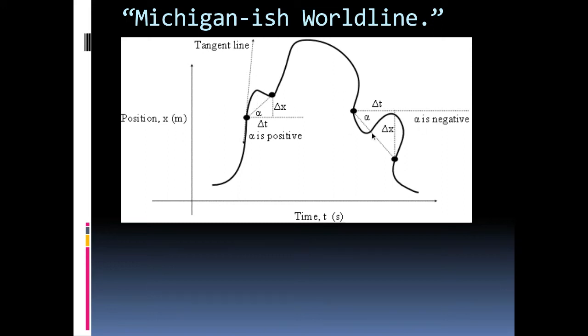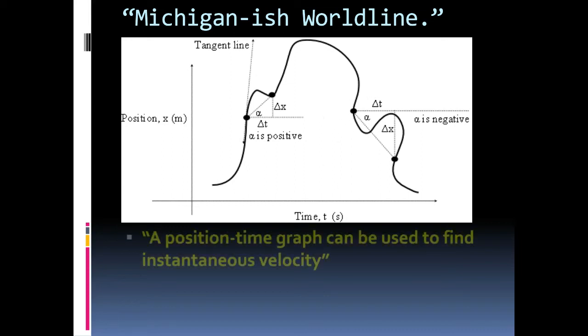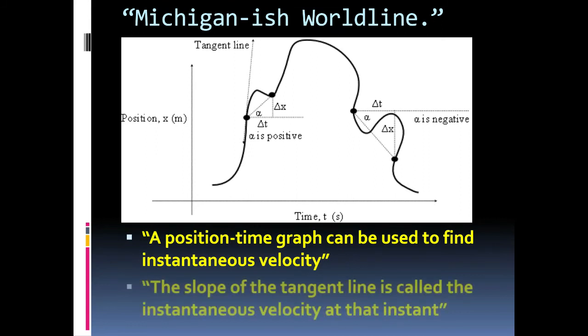And you could continue on over here. Alpha here in this case is negative. And notice this curve right here kind of goes back this way in time. That's a weird time travel thing going on here. We'll talk more about what's going on with this in later lectures. But a position-time graph can be used to find instantaneous velocity. You find the slope of that tangent line. The slope of the tangent line is called the instantaneous velocity at that instant.